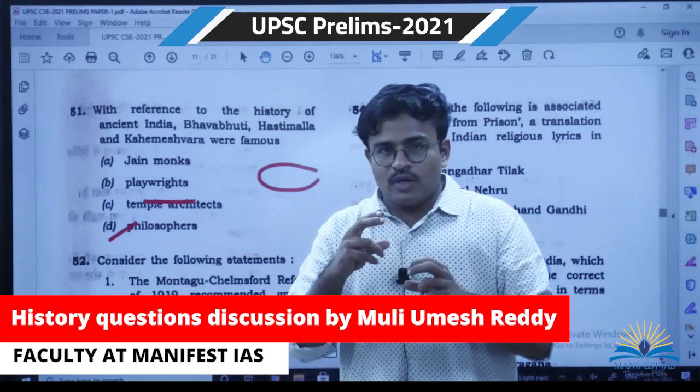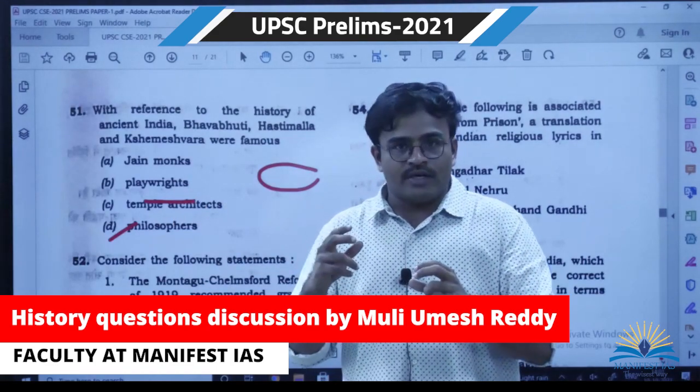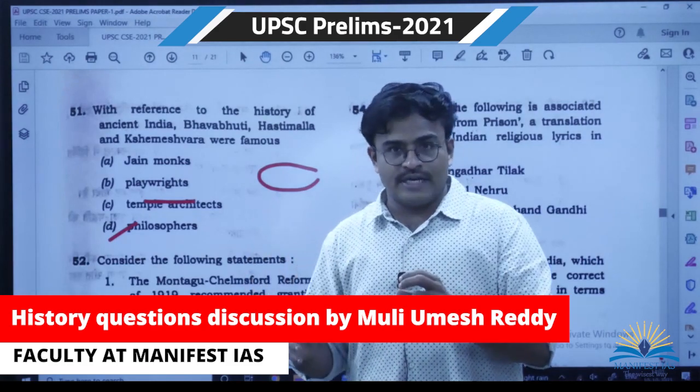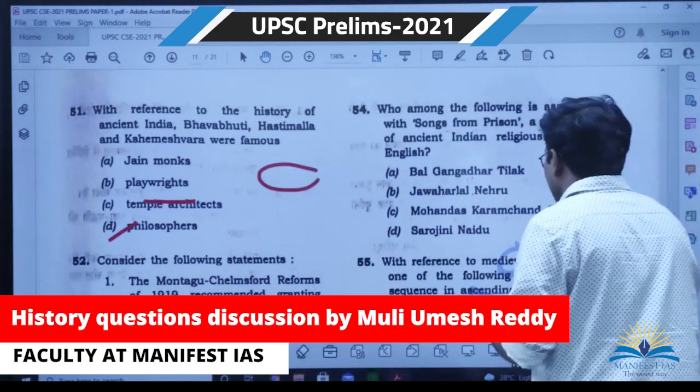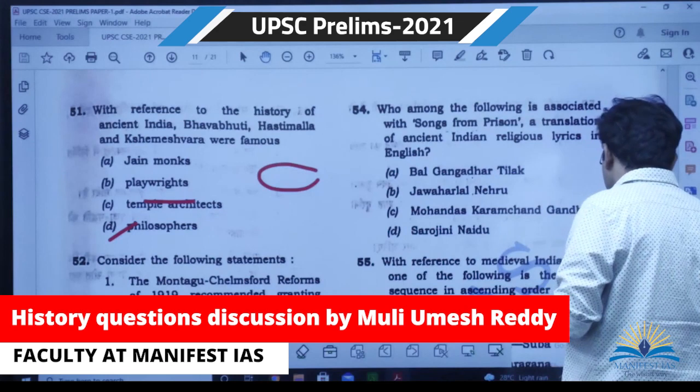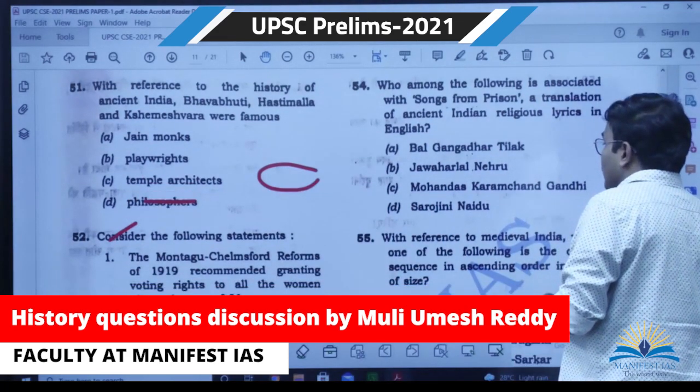So Pargana is equivalent to the Mandal of today. Sarkar is equivalent to district, whereas Suba is equivalent to state. So the answer for this question is A. 55th one, the answer is A.